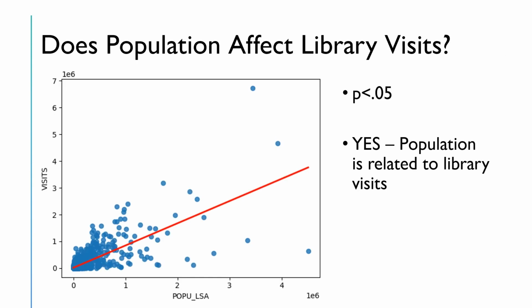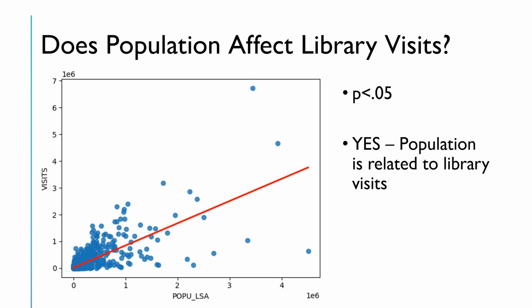So, is there a statistically significant relationship between the independent variable, population of the legal service area, and the dependent variable, number of visits? We used the ordinary least squares regression technique to describe the relationship between those two variables, and the p-value returned was less than 5%, which means that yes, there is a relationship between population and visits.